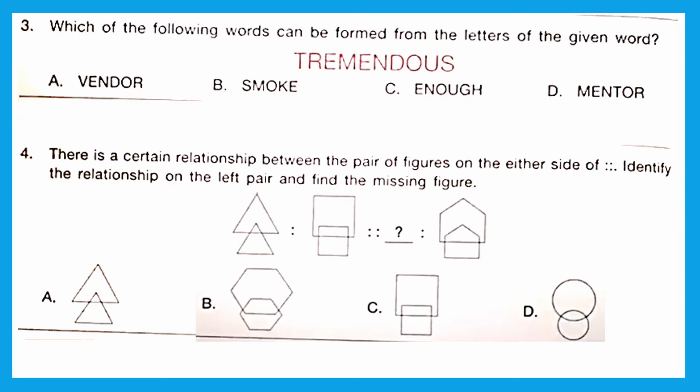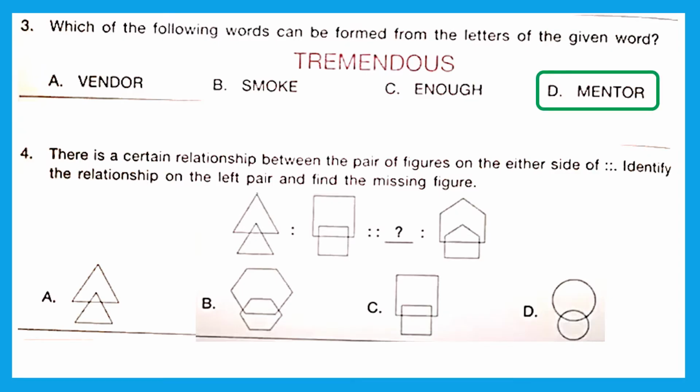Question 3. Which of the following words can be formed from the letters of the given word? There are some letters in this word, tremendous. We have to see out of A, B, C, D which one can be formed using the letters which are there in tremendous. Let's see option A, vendor. We cannot make it because V is not there. B is smoke. That also we cannot make because K is not there. C is enough. We cannot make it because G, H is not there. And then we have mentor. This one we can make because M-E-N-T-O-R, all these letters are there in tremendous. So option D is the right answer.